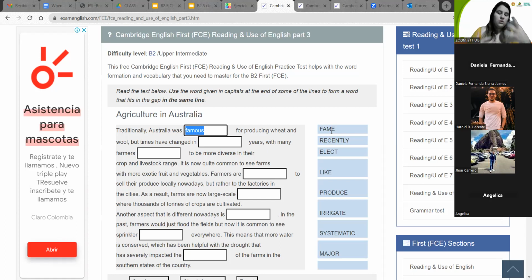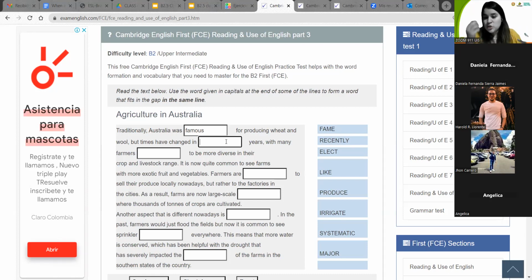I am giving you information about prefixes and suffixes and so on. For example, the second one that we did, we have recently. What part of speech is recently? Is it a verb, a noun, an adverb, an adjective? What is it? Adverb. It is an adverb, right? Very good.